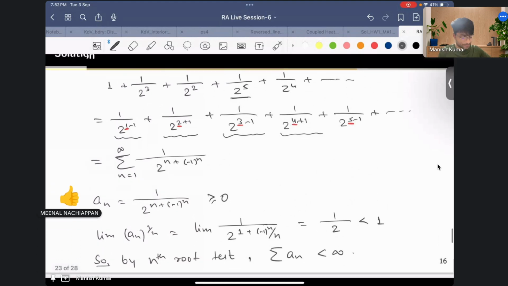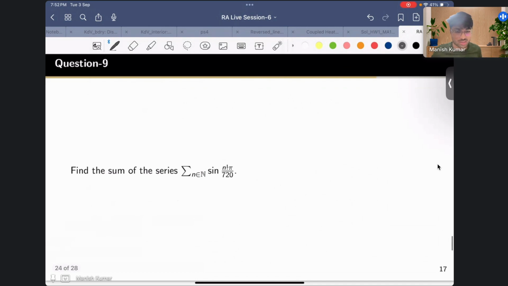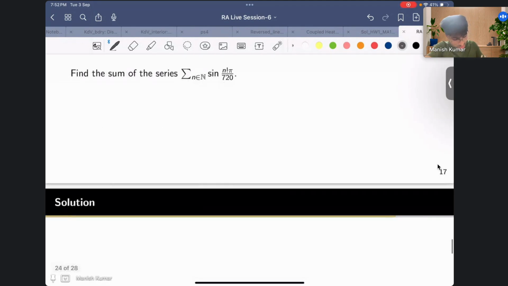Now let's come to the next problem. This is not that difficult, but you just have to notice one thing. The only thing you need to notice is what 720 is. Can you write this 720 as a factorial of some natural number? What is 720 in terms of a factorial? What is 5 factorial?